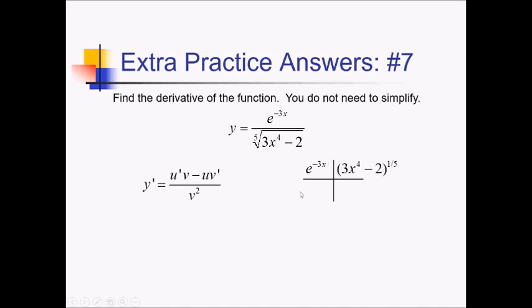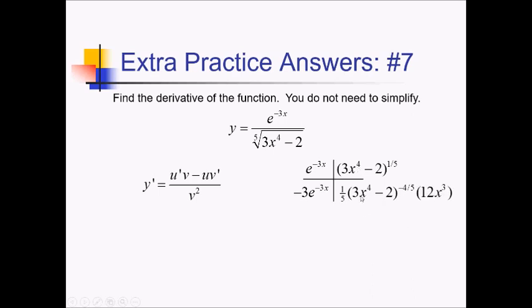power. Derivative of e to the negative 3x is e to the negative 3x times a tail of negative 3 using the chain rule. And then over here, this is going to be derivative of something to the 1/5 power. That's 1/5 times the something to the negative 4/5. But wait, now I have to multiply by the derivative of the something, which is going to be a derivative of 3x to the fourth is 12x cubed.